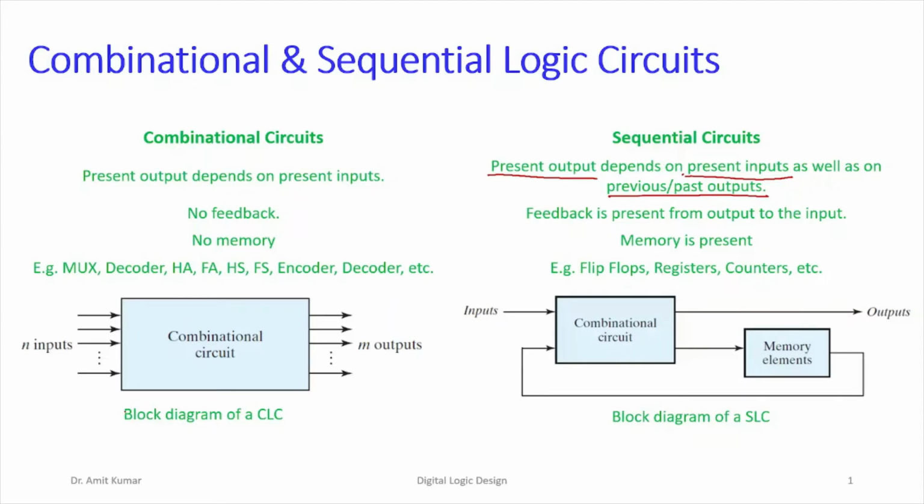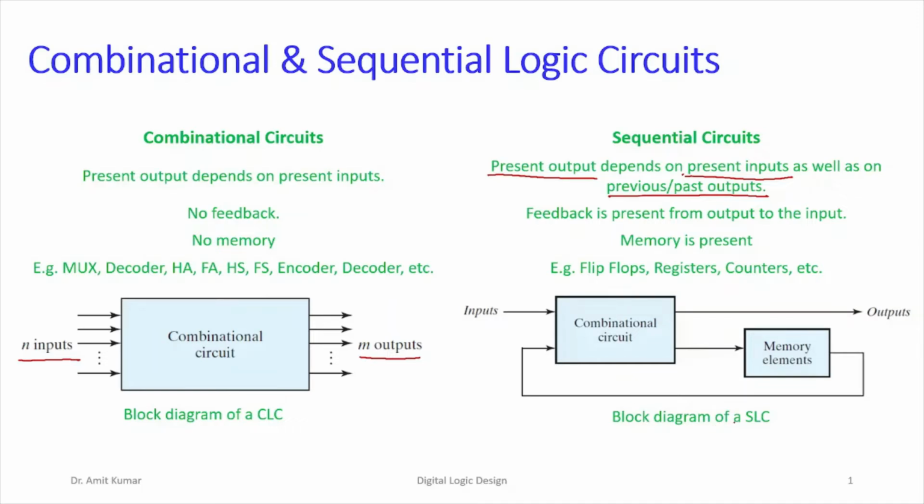This is the block diagram for a combinational logic circuit, right? If you observe, the current inputs are represented with the help of n input lines, and the output is represented with the help of m output lines, right? There is no feedback, and the outputs directly depend on the value of the inputs. So this is a simple block diagram of a combinational logic circuit.